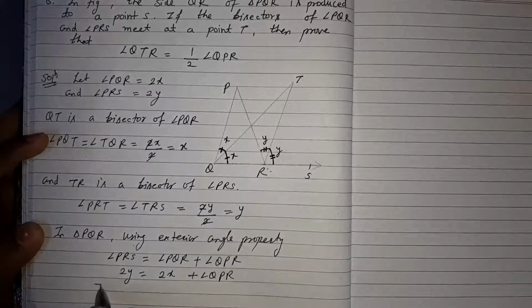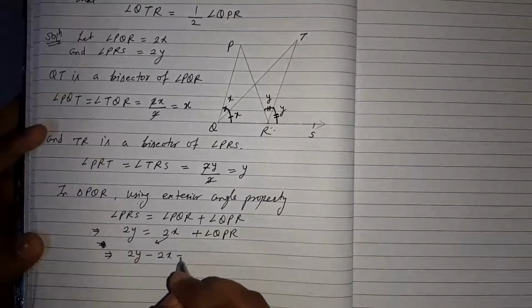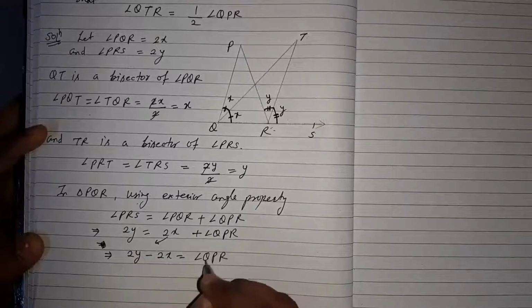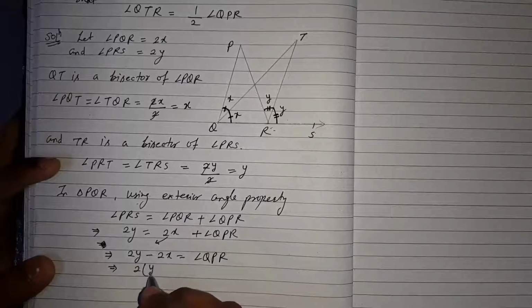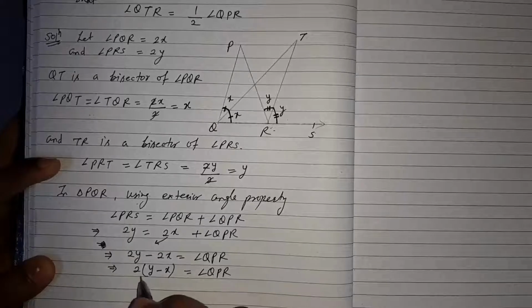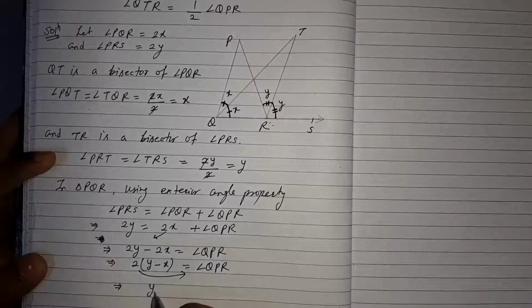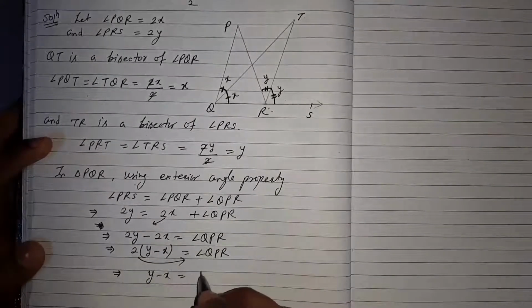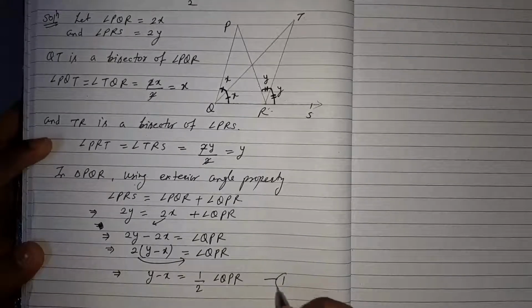Now transpose 2x to the other side, so it will be minus. So 2y minus 2x is equal to angle QPR. Take 2 as common, so the terms inside the bracket will be y minus x, equal to angle QPR. Now transpose 2 to the other side, so it will divide, so y minus x will be half of angle QPR. This is equation number 1.